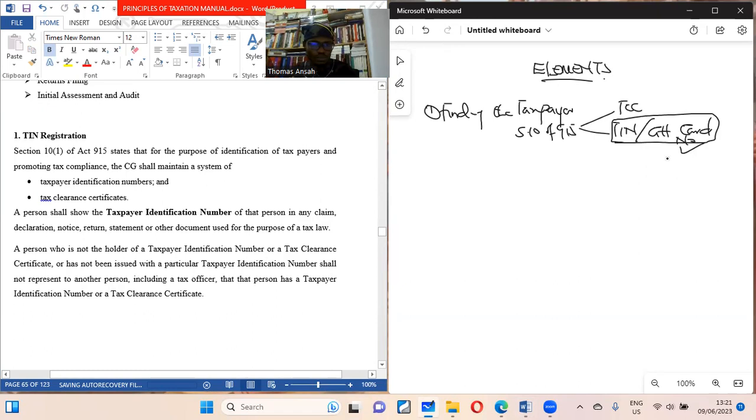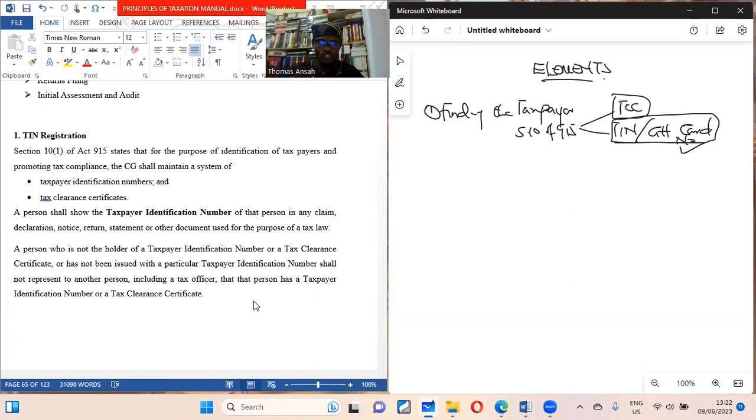So a person shall show a tax identification number, which we call TIN, in any claim, declaration, or return. That is your identity to the Commissioner General. So without a TIN, you don't exist. And they've used this to a large extent, along with the tax clearance certificate. I will show you the uses of the tax clearance certificate and how it is used as an instrument to get everybody to be found as a taxpayer.